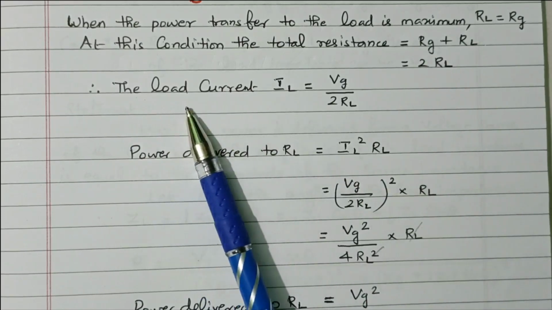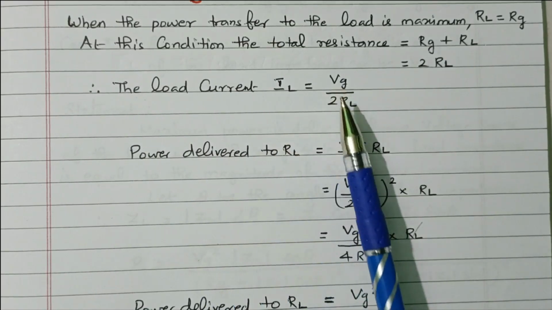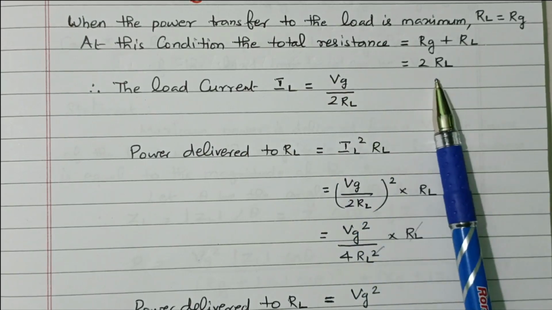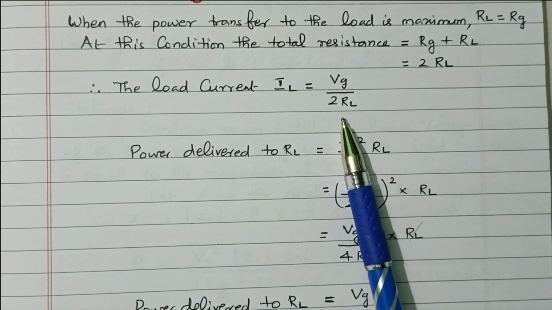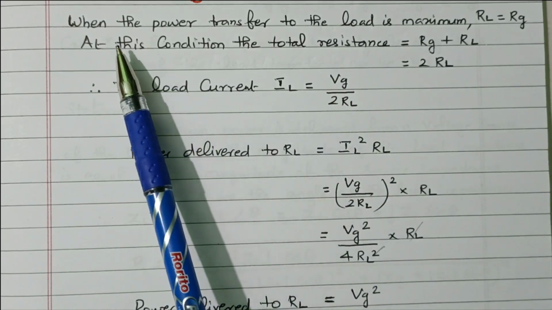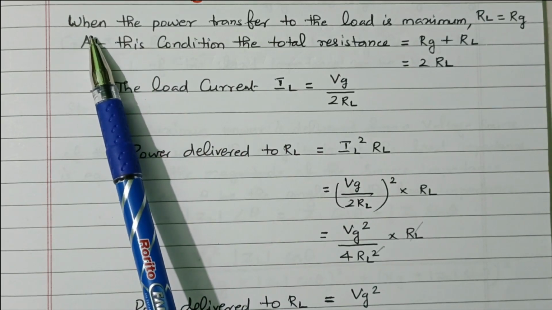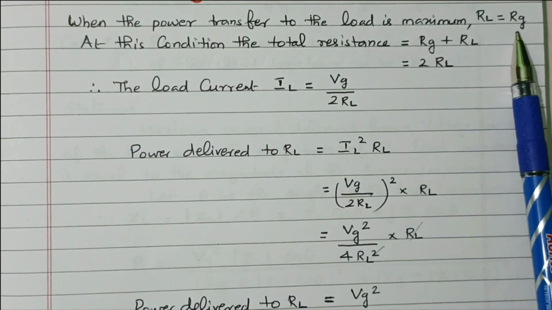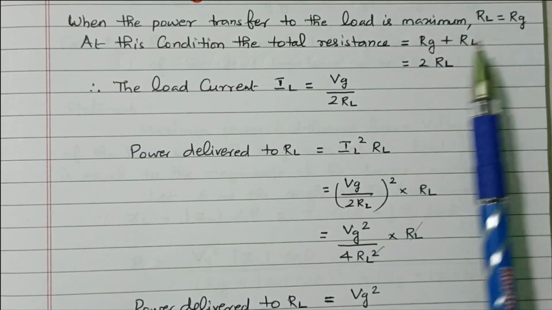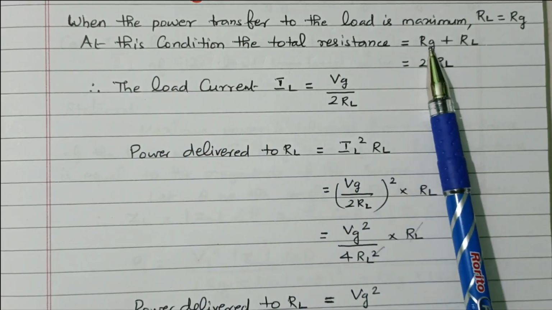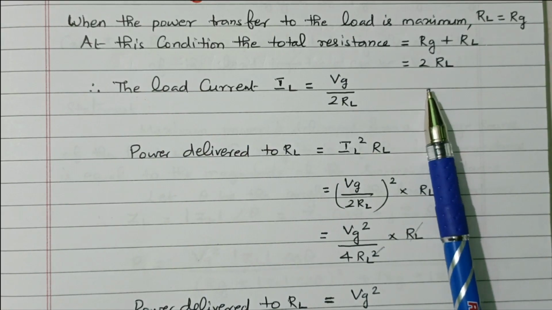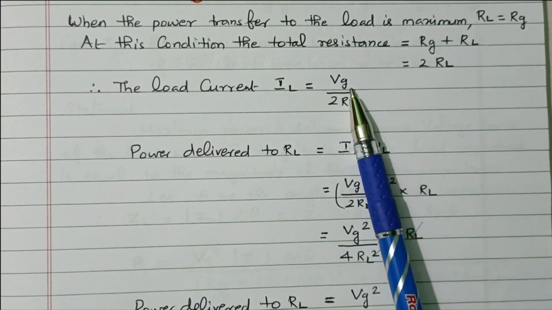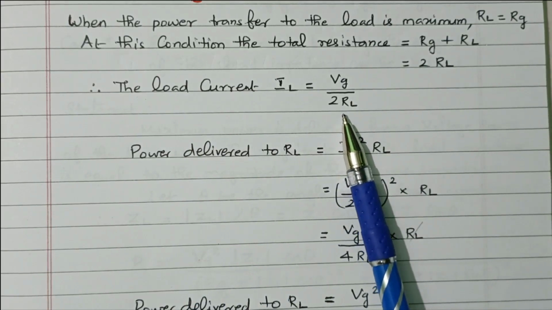So based on that, the load current IL equal to V by R. Voltage is Vg, the voltage source. The resistance is 2RL. So IL equal to Vg divided by 2RL. We start from the condition of the maximum power transfer theorem: when the power transferred to the load is maximum, the load resistance equals the internal resistance. So the total resistance is Rg plus RL, which becomes 2RL. From that we can calculate the load current IL equal to Vg by 2RL, where Vg is the voltage source available in the circuit divided by total resistance 2RL.